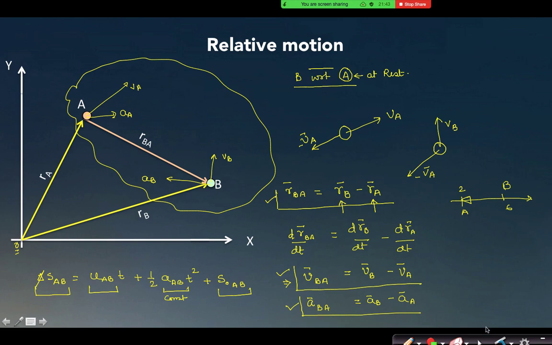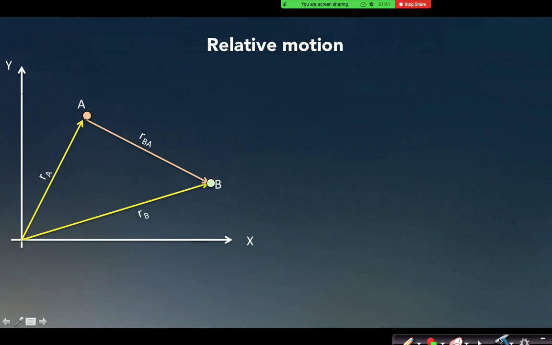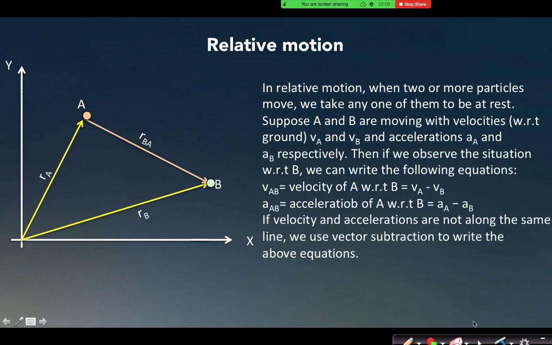I think it is clear to all of us, and it will be more clear as we move on, and we will practice few questions. There are lots of questions of relative motion, as it is the last topic, so different things can be merged together and you can find questions on relative motion, right? So let's see what we have. It is written here the same thing that I have told you.